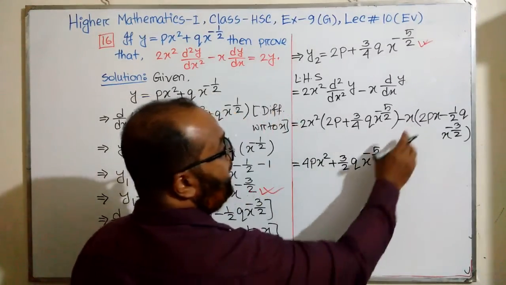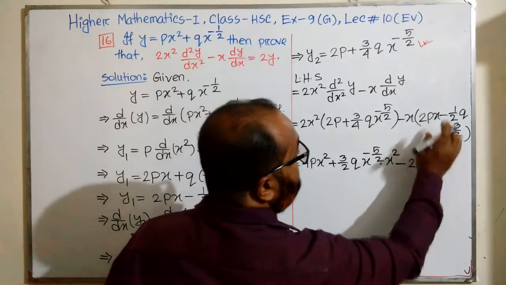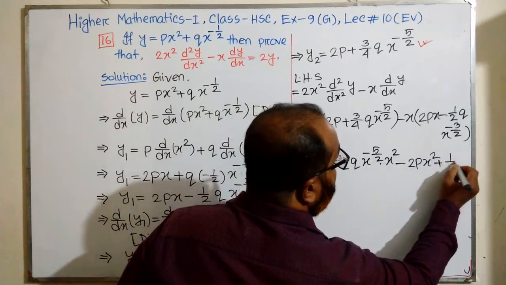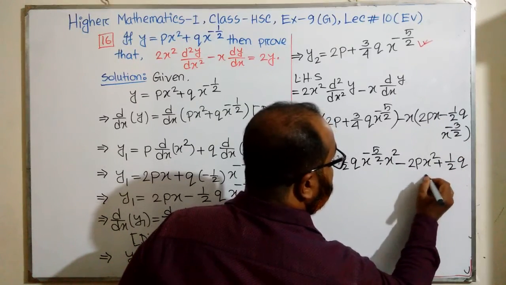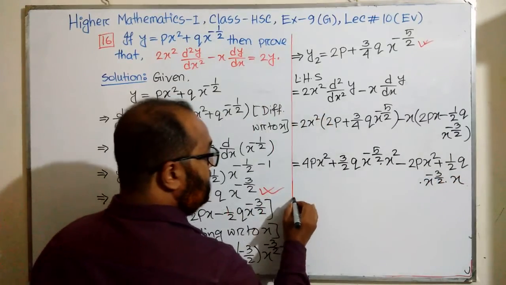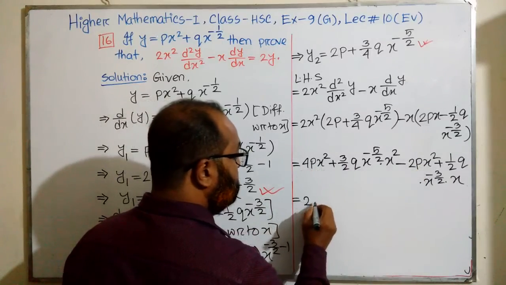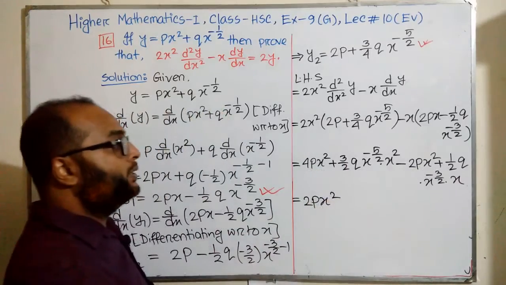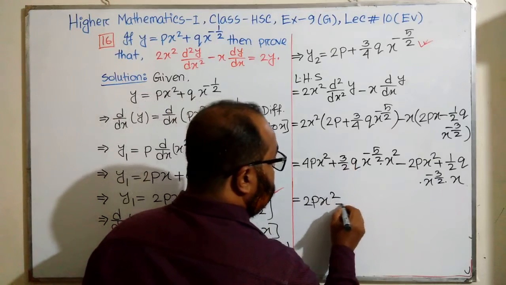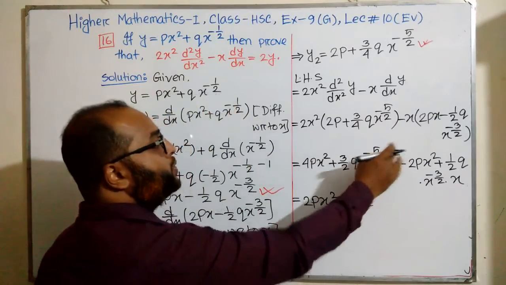and from here we can write 2px square, and here minus into minus, this is plus half q x power minus 3 by 2 into x. This equal 4px square minus 2px square. We can write 2px square, and from here plus 3 by 2 q x power minus 5 by 2 and x power 2.